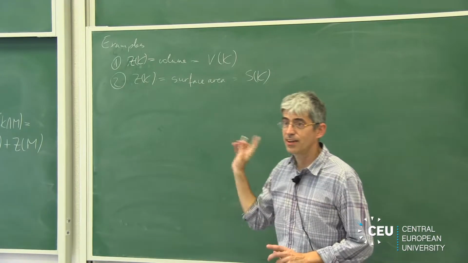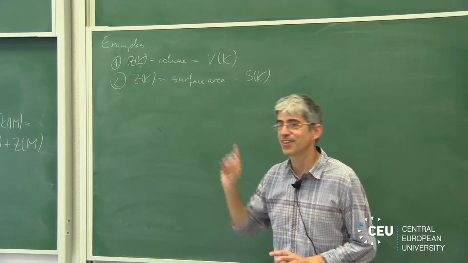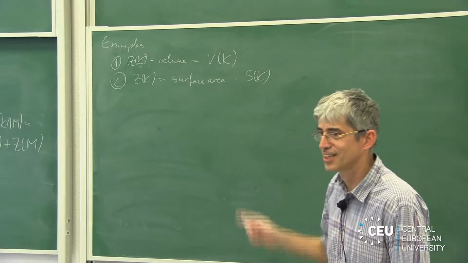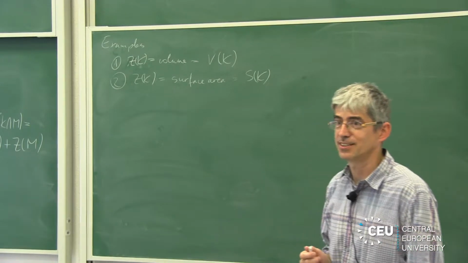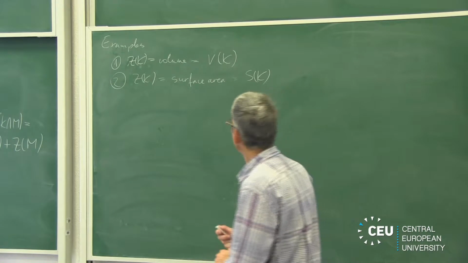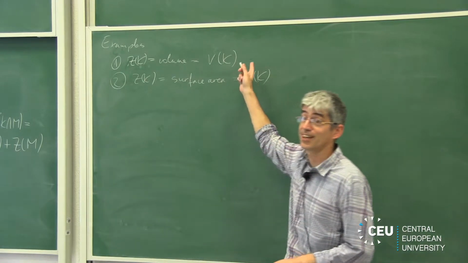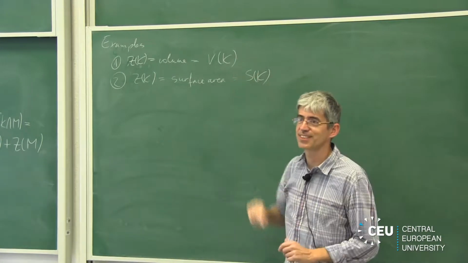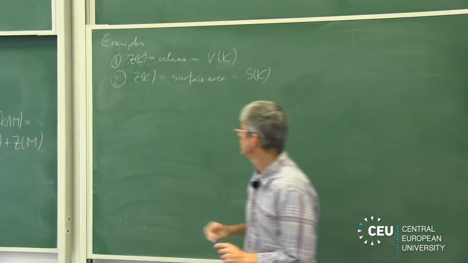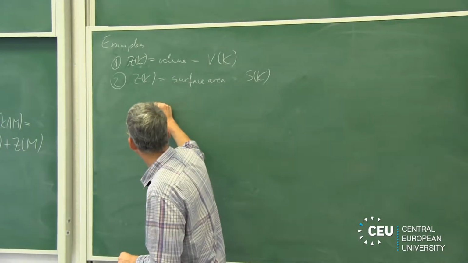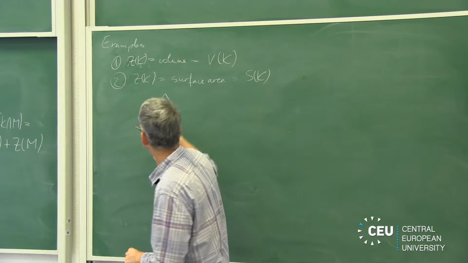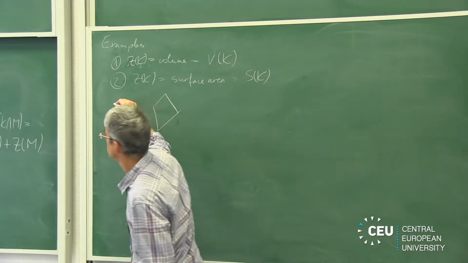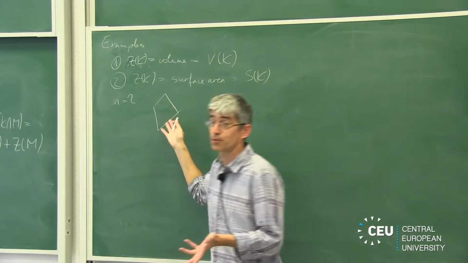Now, here already, before continuing, let us just specify what the surface area is. For the volume, I think it's clear. It's just the Lebesgue measure. So if I draw a polygon, so maybe the dimension is 2, what is the surface area?